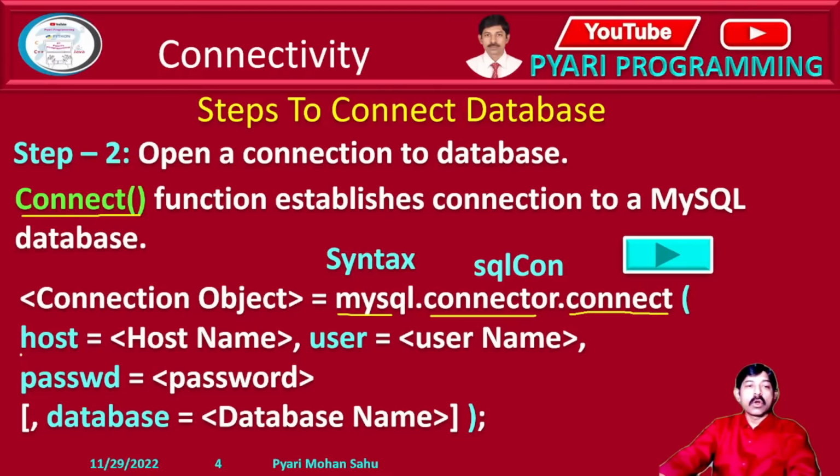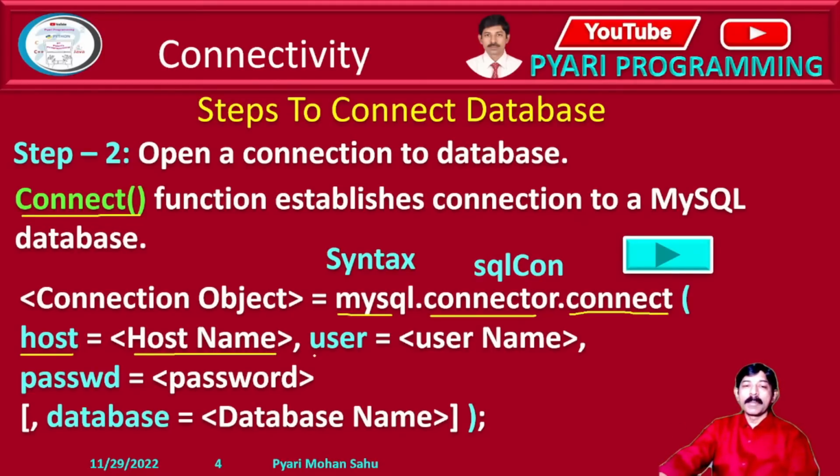Now, the first one is your host. Host name is localhost. If you are using your own system for both client and server, that means your Python program is in your system and your SQL is also installed in your system, and with the help of your system only you are extracting the information, then it should be localhost. Otherwise, if you want to extract the data from other sources, then you have to give the IP address.